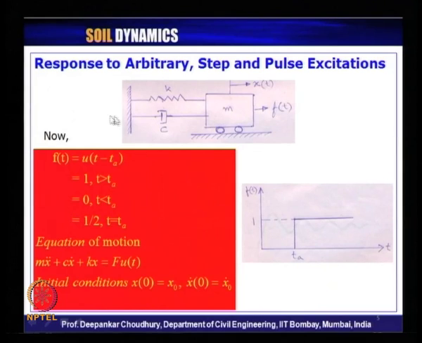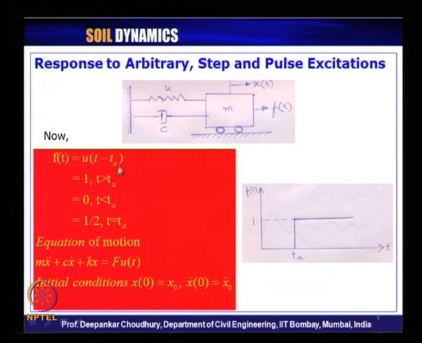Then we have considered a single degree of freedom system subjected to any kind of arbitrary excitation, or step excitation and pulse excitation. This f of t we have expressed in terms of the Heaviside step function like this, u of t minus T A. Considering this figure, f of t varies with respect to time. It starts at time t equals T A and then keeps continuing, and its magnitude is unit value.